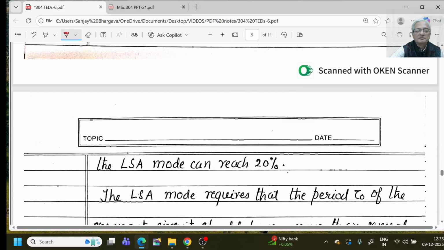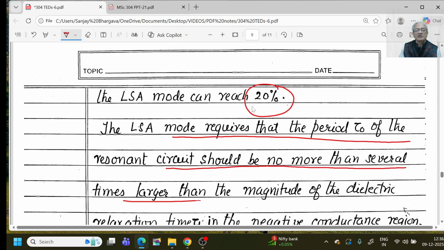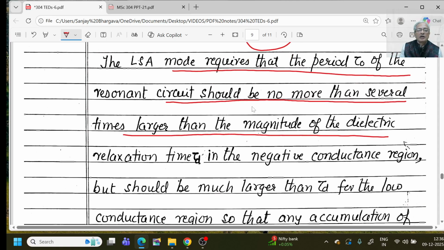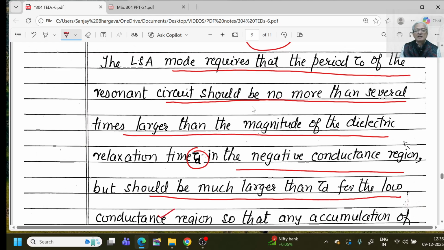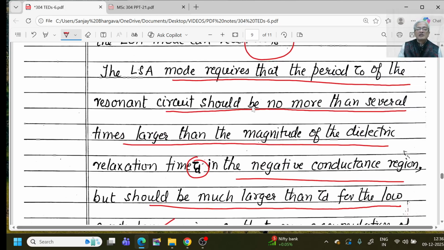The efficiency of the LSA mode can maximum reach to 20%. The LSA mode requires that the period tau 0 of the resonant circuit should be no more than several times larger than the magnitude of dielectric relaxation time tau d in the negative conductance region, but should be much larger than tau d for low conductance region, so that any accumulation of the electrons will collapse while the signal is below threshold. So once again let us see what does LSA mode require.